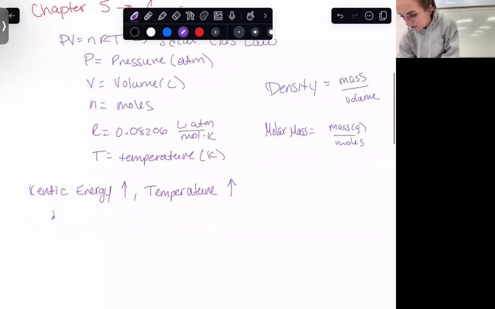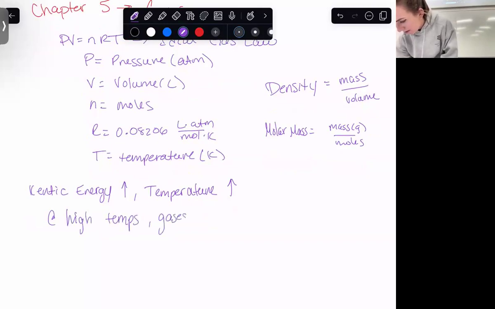So at high temps, gases behave ideal. You get the idea. They behave like an ideal gas at high temperatures.